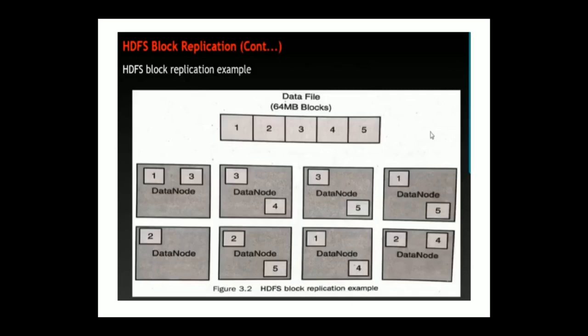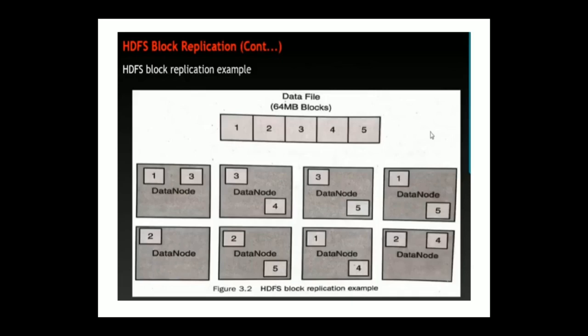Now, if several machines must be involved in serving a file, then a file could be rendered. So here I'll tell you one example. You can see here 64 MB blocks where 1, 2, 3, 4, 5 are my block numbers, and these are the different data nodes where these blocks are getting stored. I have considered 8 blocks here or 8 data nodes.